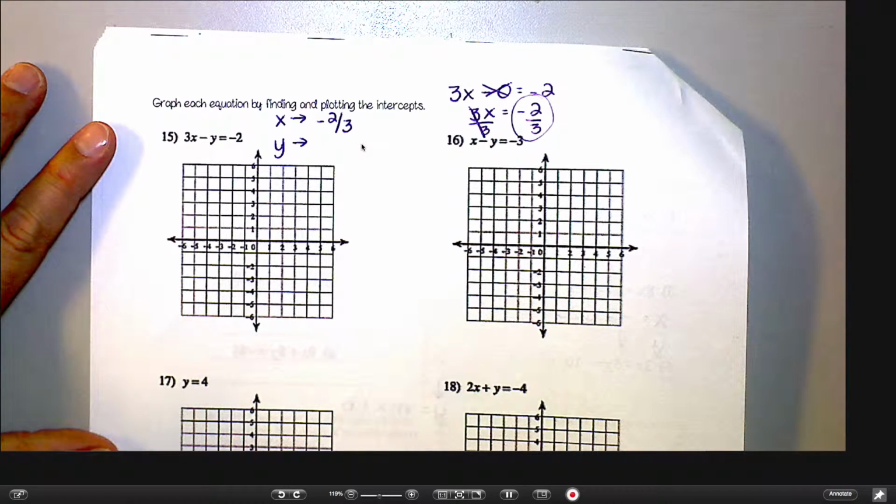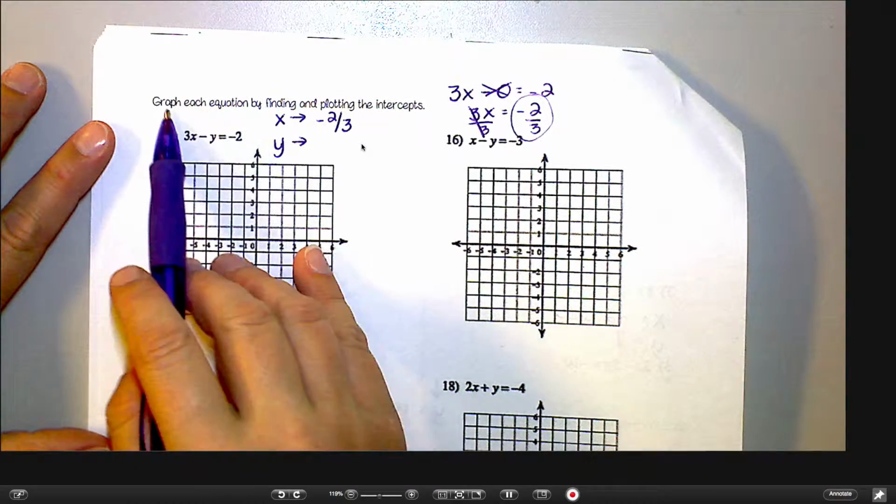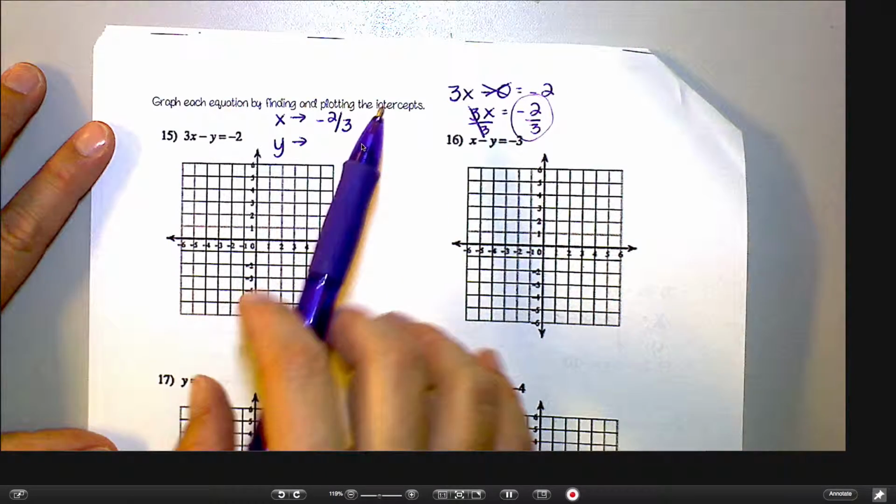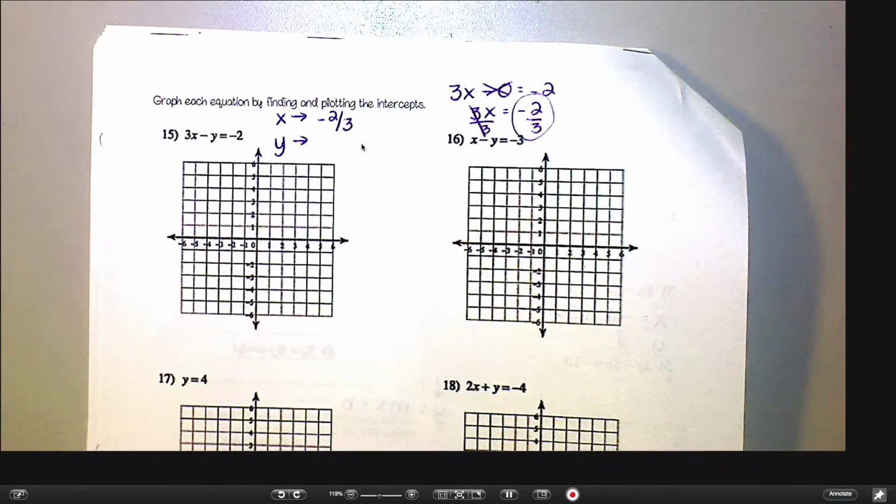Callista? Why wouldn't you do it in the form y equals mx plus b? You could, if you wanted to. The directions here said to graph by plotting the intercepts. So instead of putting it in slope-intercept form, I want you to get some practice with finding the intercepts and just putting the intercepts on the graph. It would give you the exact same line if you did it the other way. And on a chapter test, I don't care which way you use. I'm just going to say graph this line. So if you want to do mx plus b, that's okay too.